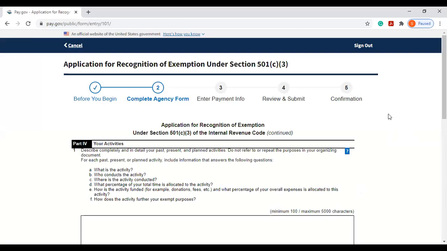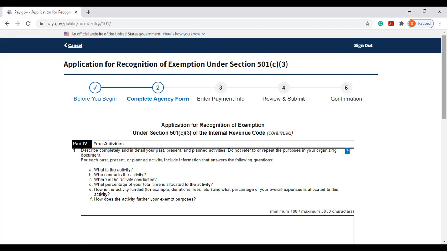Okay, now you should be seeing the pay.gov application for recognition of exemption site. I've gone ahead and moved to part 4 of this application. Now, remember I said back in January 2020, the IRS transitioned to an electronic platform to submit the application package? Well, this is it. It's called pay.gov.